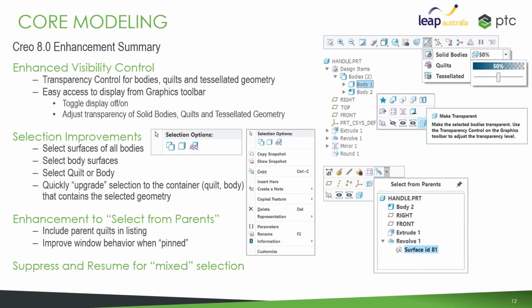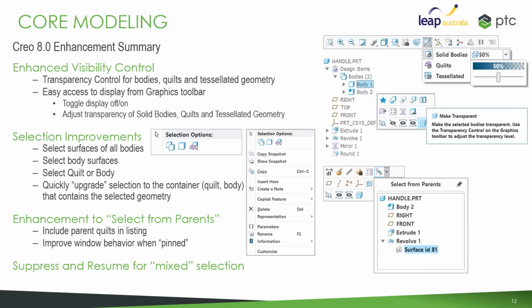Visibility control. So visibility control was introduced in Creo 7. For those of you who might have seen it, it was buried away inside the view menu. So that's now been moved into the graphics toolbar, and also has the option added in there now for helping control quilts. So the idea of this is it allows you the ability to basically control the transparency for bodies, quilts, or tessellated geometry.